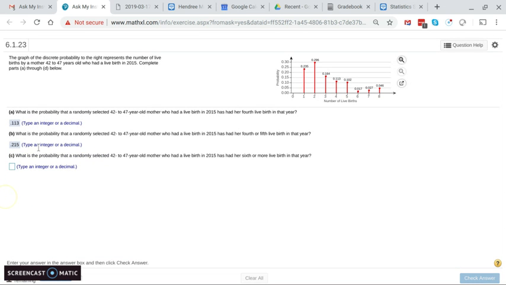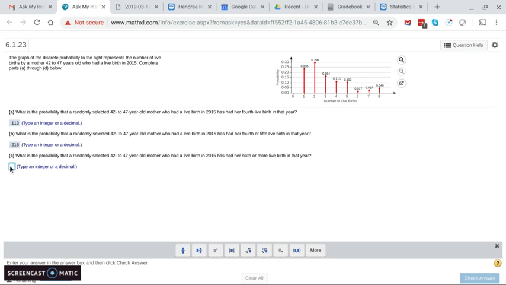Okay. And what is the probability that she had six or more, that she had her sixth or more live birth of that year? So she could have had a sixth, a seventh, or an eighth baby, and we're wondering what the probability is that she had one of those. So that's just the addition of these three, okay? Which, when you add it, that's what? 0.09, about 9%.